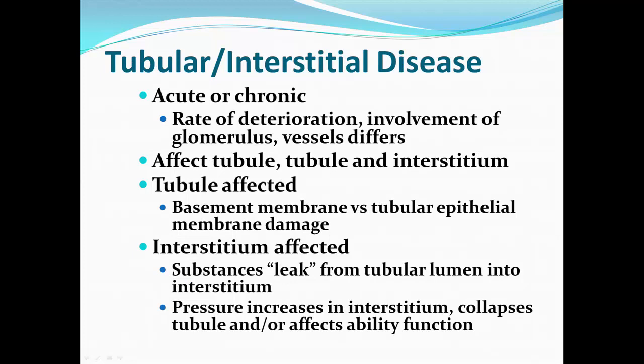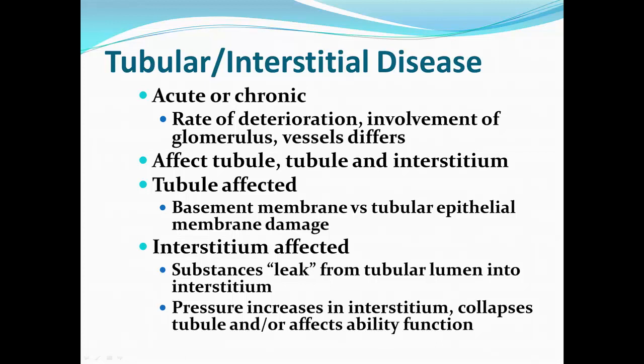So what about tubular interstitial disease? Well, tubular interstitial disease, like glomerular disease, can be acute or it may be chronic. So when we're looking at acute versus chronic, we are looking at the rate of deterioration, whether or not the glomerulus has become involved, and whether or not the vessels are involved. So let's talk through that specifically.